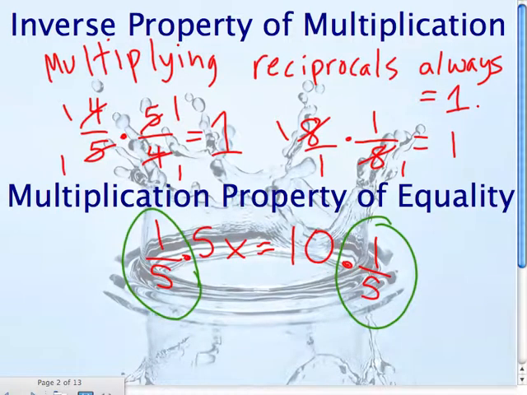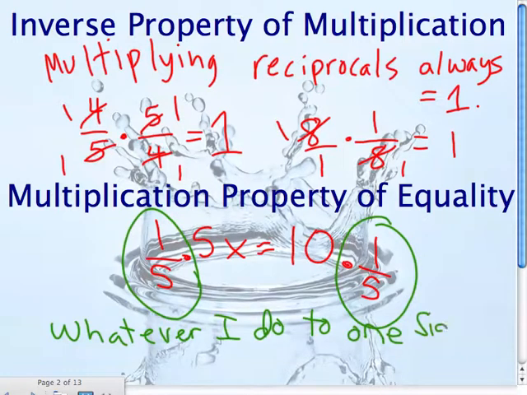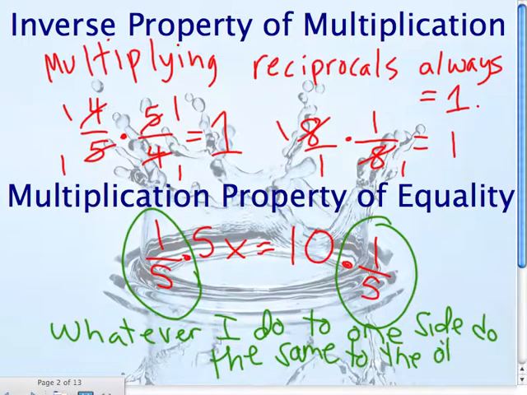The reason I have to do that is to keep that equation balanced. Those two sides are equal. If I change something on one side, I have to do the same change to the other to keep that balanced scale. So whatever I do to one side, do the same to the other. All right, so those are the two properties we're going to start with. And so let's look at some of these equations and review how to solve them.